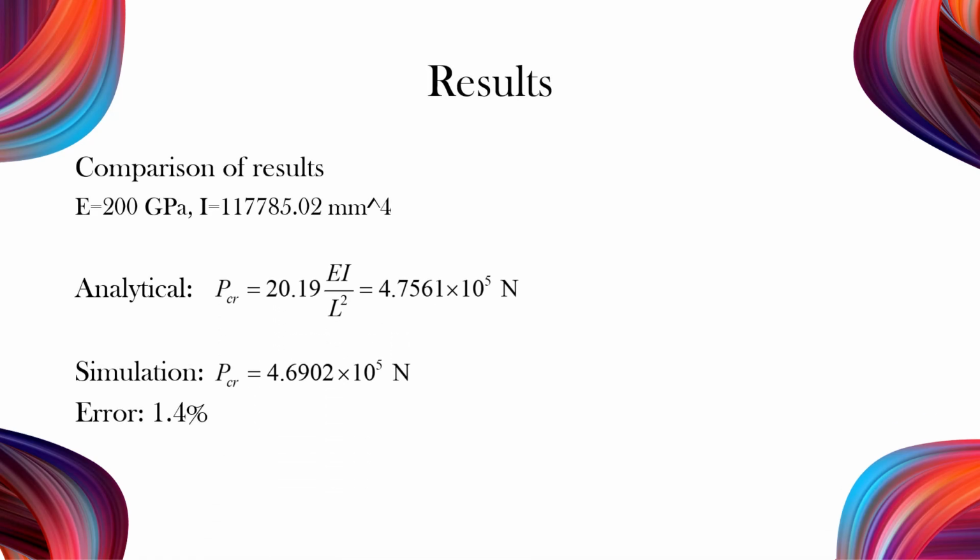Here is a comparison of the analytical and simulation results for structural steel. The error is about 1.4%, which is acceptable. This explanation is sufficient. Let's get started with the modeling.